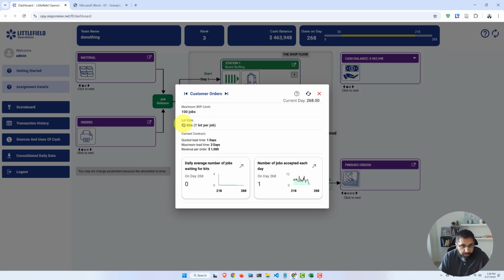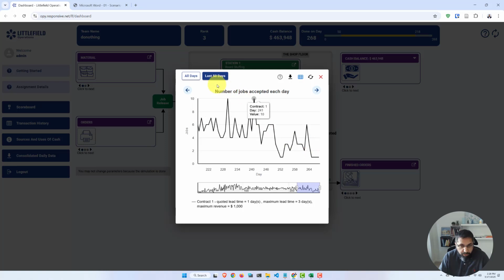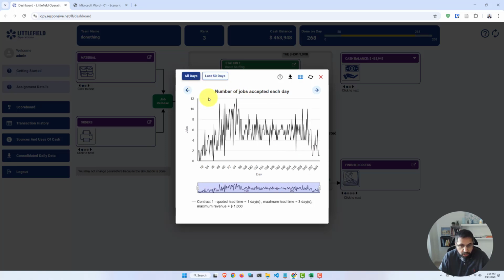Orders are where you see your demand. So if you look at numbers of jobs accepted each day, this is what your demand looks like. If you look at all days, we can see that demand has a lot of variability, but it tends to trend upward, then it stays flat for a while, and then it falls down.